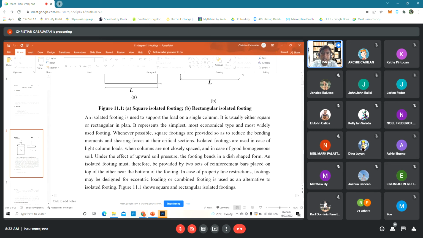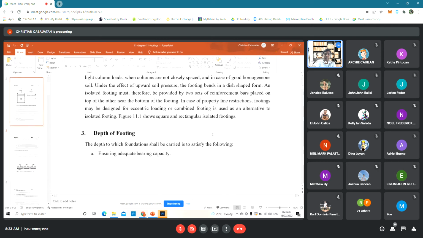But its column will stay the same. If your column falls right on the property line and you move your footing, the column stays in place. To determine the effects, the loadings should be solved as eccentrically loaded, or you can use a combined footing. In figure 11.1, at the top, it shows the square and the rectangular isolated footing.